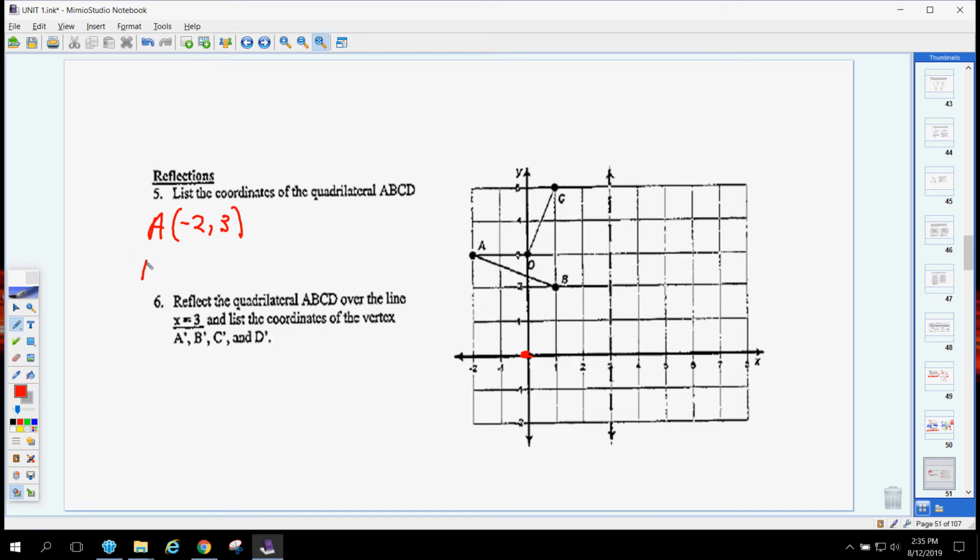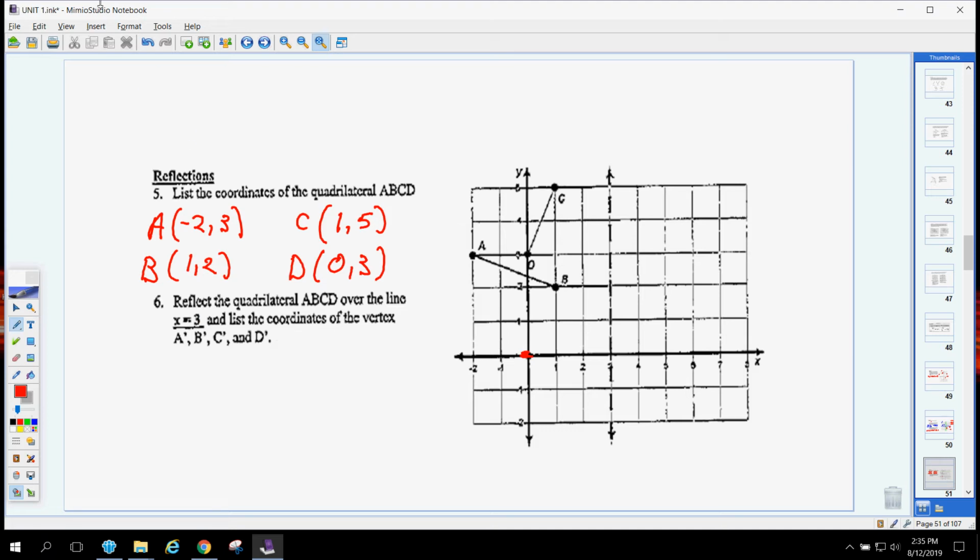B, point B is at 1, 2. C, point C is at over 1 and up 5. So over 1, up 5. And D is at 0 and up 3. So 0, 3. Now it asks us to reflect over the line x equals 3.